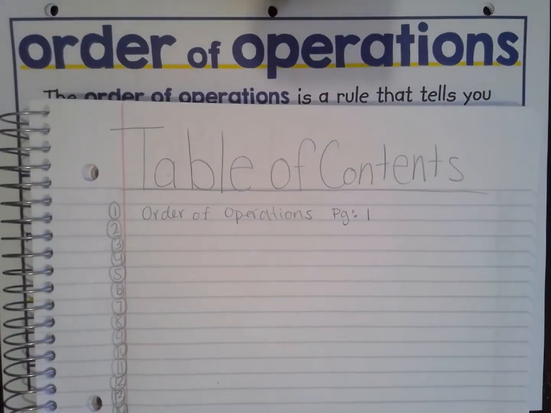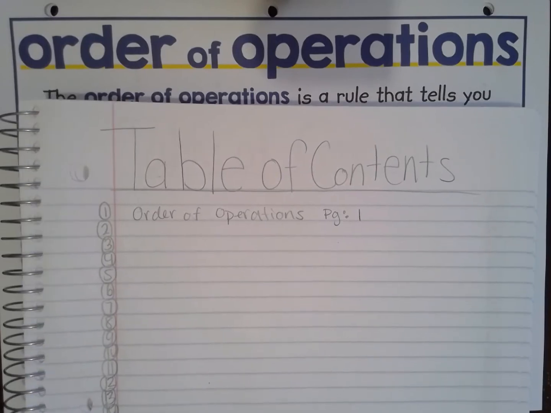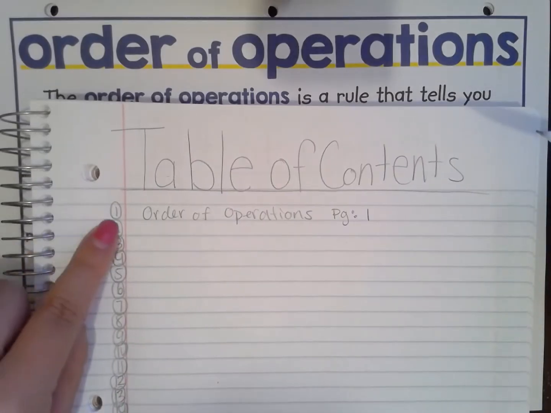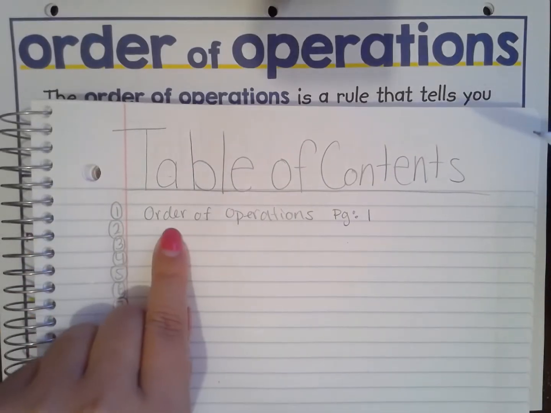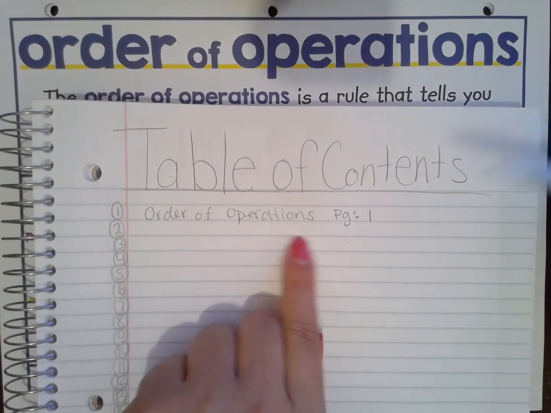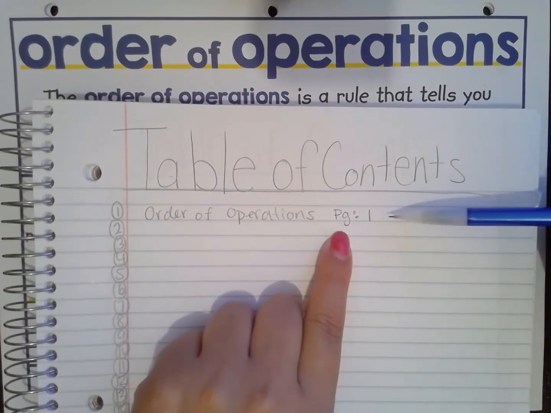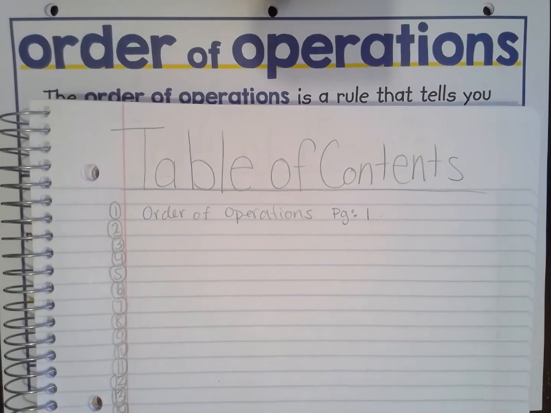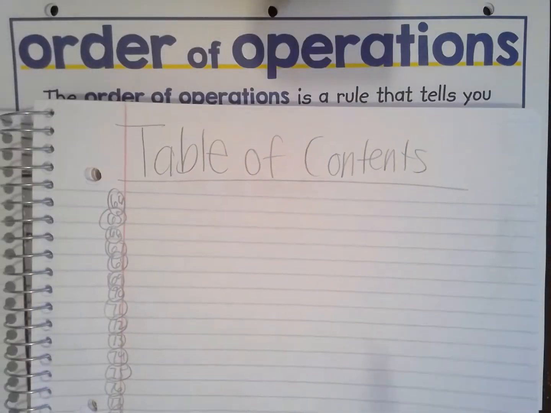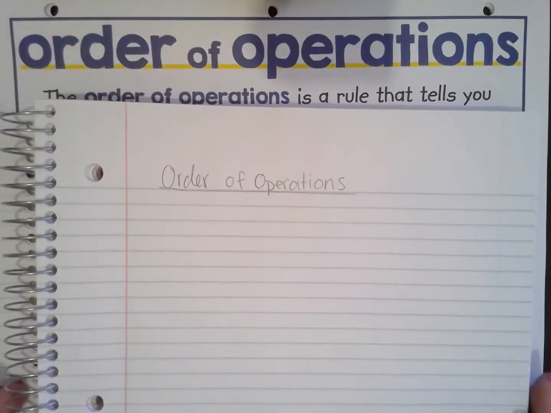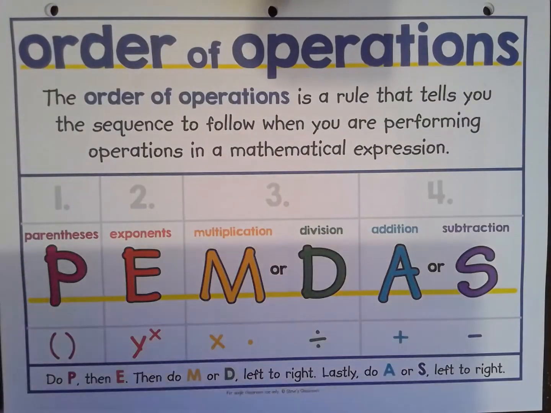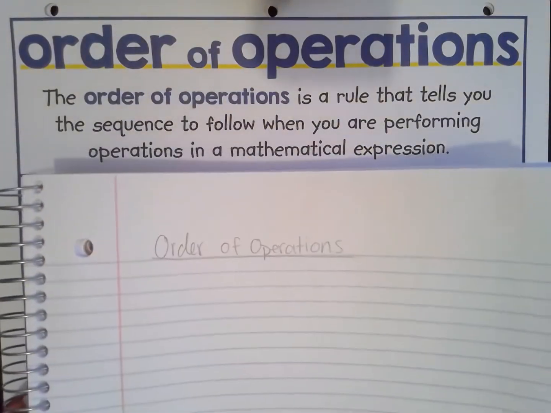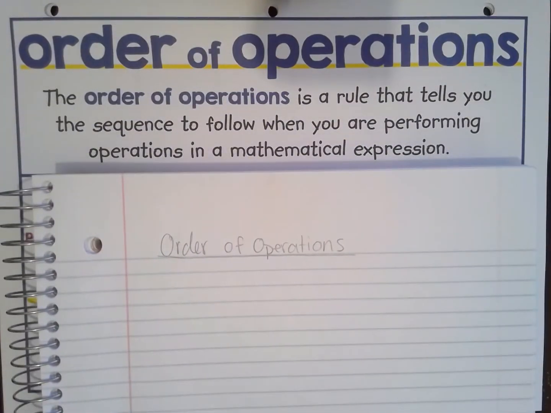I didn't label this front page, that way I can just start on page 1. So my first concept is going to be on order of operations. Go ahead and write your order of operations and the page number that you can find it in, which is page 1. Once you do that, turn to page 1. And when you turn to the first page, title what concept you are working on. So we're going to be working on order of operations.